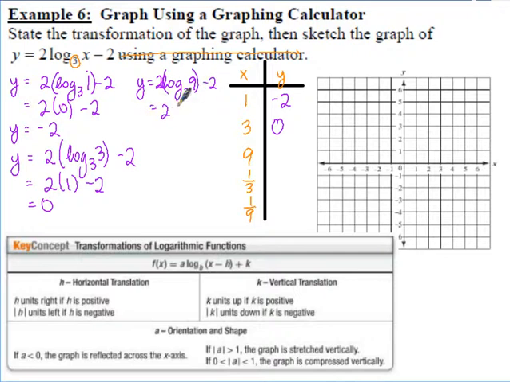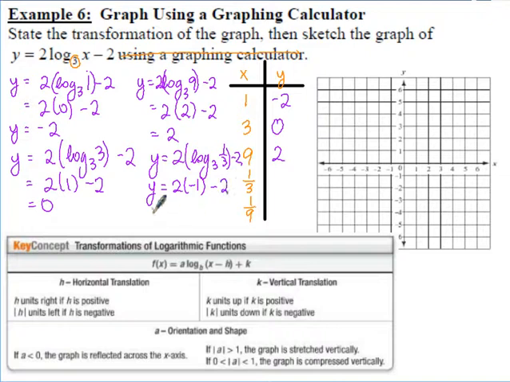Now if you plug in a 1/3, y equals 2 times log base 3 of 1/3 minus 2. Well, what exponent of 3 gives you a 1/3? That's going to be a -1. So 2 times -1 minus 2 gives you a -4.